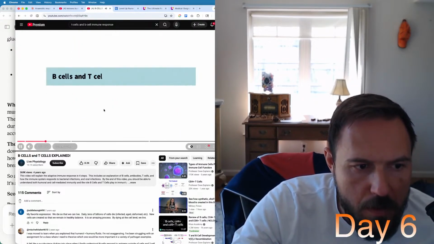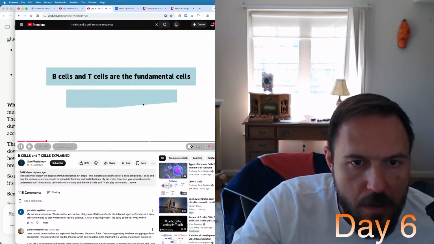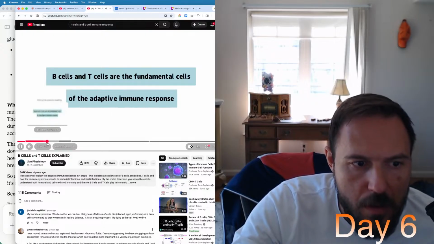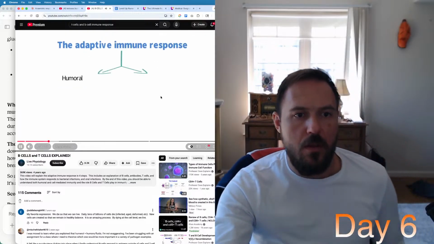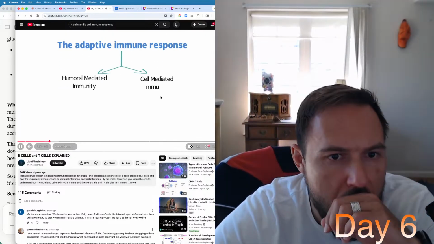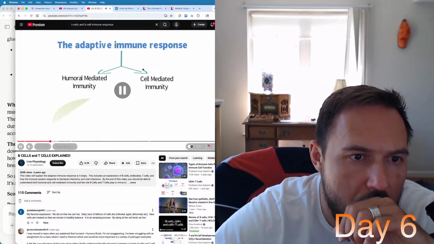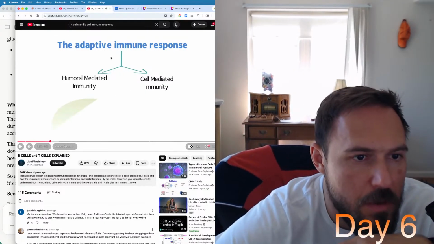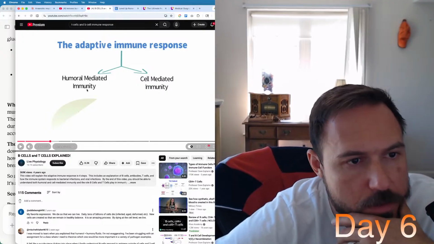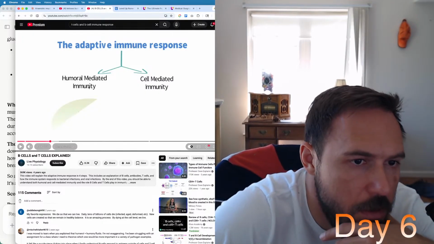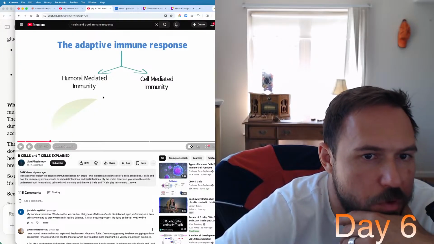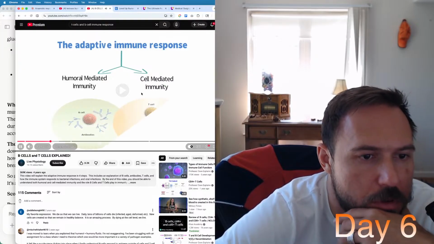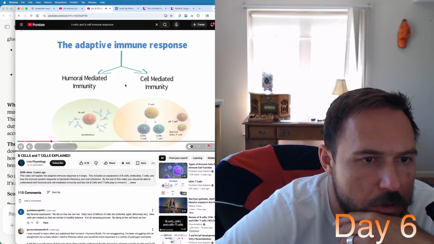Number 2. B cells and T cells are the fundamental cells of the adaptive immune response. The adaptive immune response consists of humoral-mediated immunity and cell-mediated immunity. So the adaptive immune system splits into two parts as well. Humoral-mediated immunity is the name for immunity that is provided by B cells.